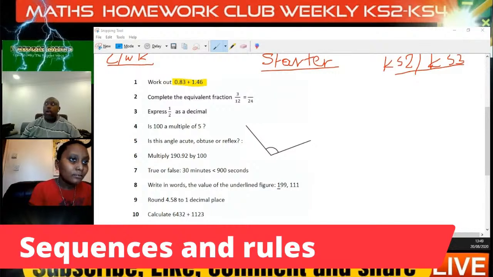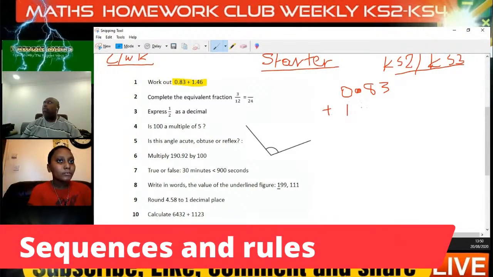Yes. Okay, so can you read the first question for me, please? Work out 0.83 plus 1.46. Right, so 0.83. What we need to do is to make sure decimal below decimal. So 0.83 plus 1.46, decimal below decimal.